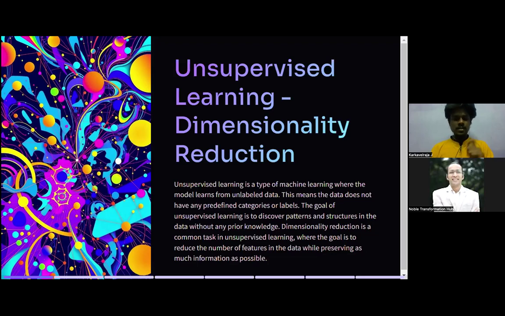Dimensionality reduction is a common task in unsupervised learning where the goal is to reduce the number of features in the dataset while preserving as much information as possible. I will put it in a simple manner. Consider a real world scenario where you have a dataset of 1,000 columns. Do you think all 1,000 columns are important to build a model? No, right? We will take only 10 columns which are very important to build the model. It's not that we are leaving the remaining 990 columns, but they can be represented by these 10 columns themselves.